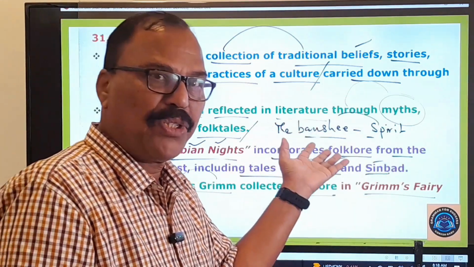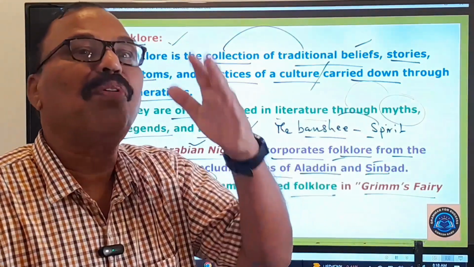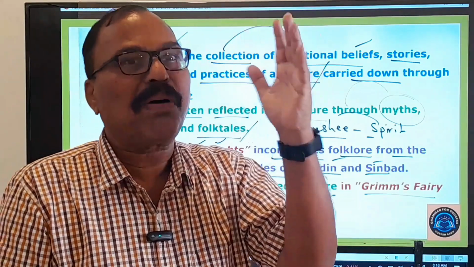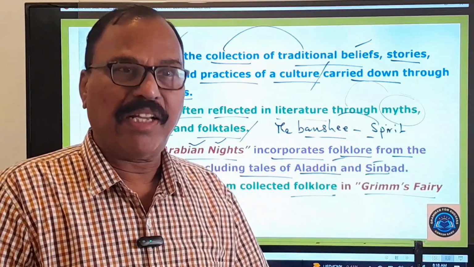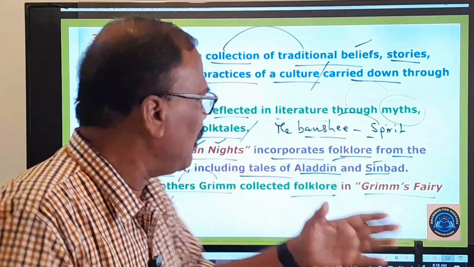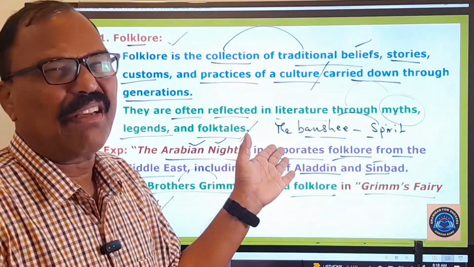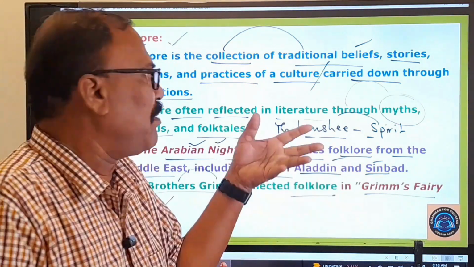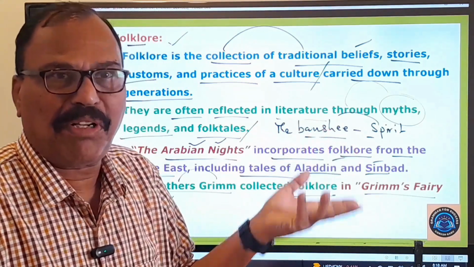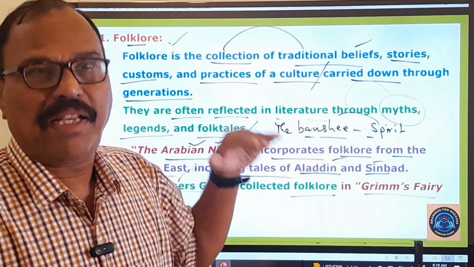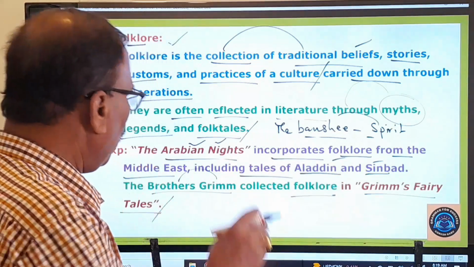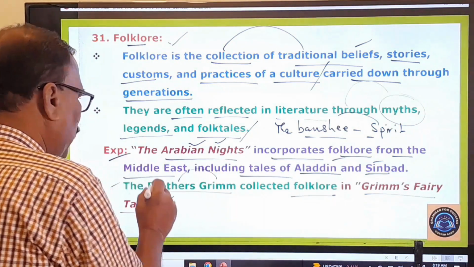What does this banshee do? She wails to foretell that so-and-so person in so-and-so family is going to die sooner or later. So that is indicated by this spirit banshee. So this is a kind of folklore. It may be believable or unbelievable, but it is a story. It is a story in the Irish folklore. Okay, right. So here also I have given these two examples.